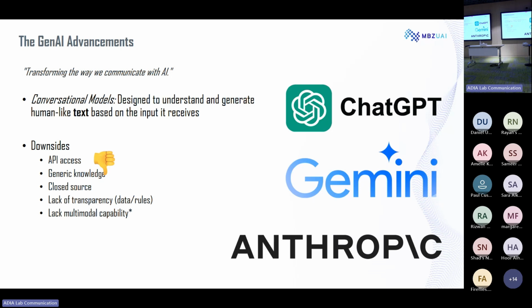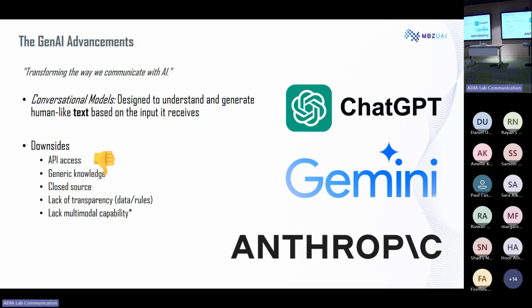But one of the downsides of these great works is that they are closed source, and we cannot build our applications on top of these closed source models. Another issue is that they have very generic knowledge, which is not specific to, for example, the remote sensing domain. And there is also a lack of transparency in terms of their data sets. They do not share which data set they used for training, or exactly what set of rules they used to generate a response based on the user query.